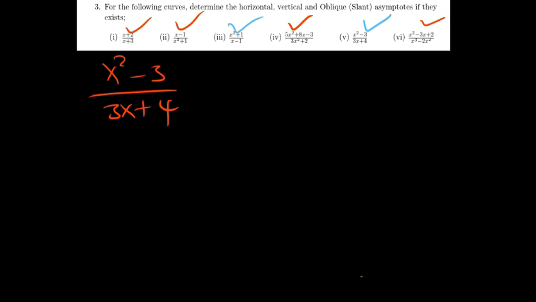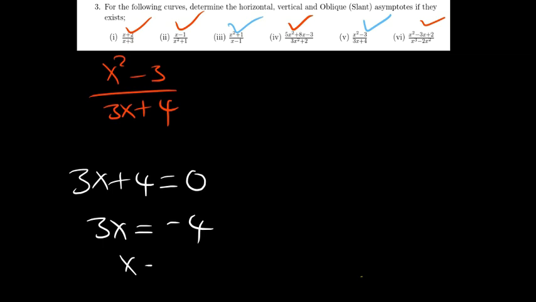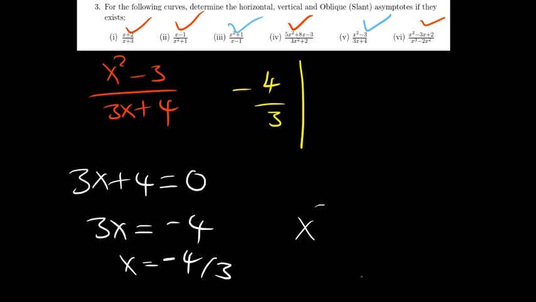Synthetic division requires us to find the value of x by equating whatever we're dividing with to 0. So 3x is equal to negative 4, and then x becomes negative 4 over 3. So we'll use that, negative 4 over 3, and then we'll divide it into the coefficients of whatever we have. So we have x squared minus 3.